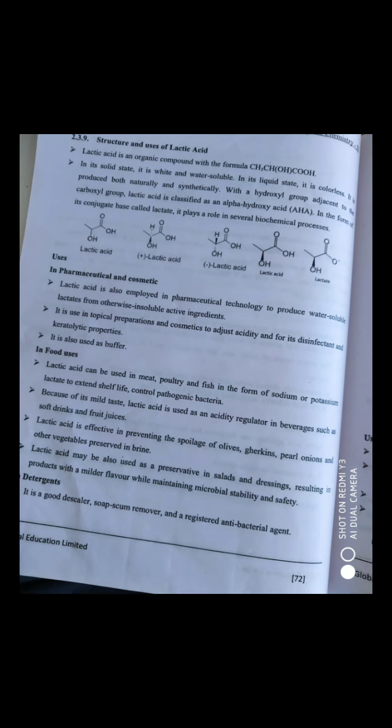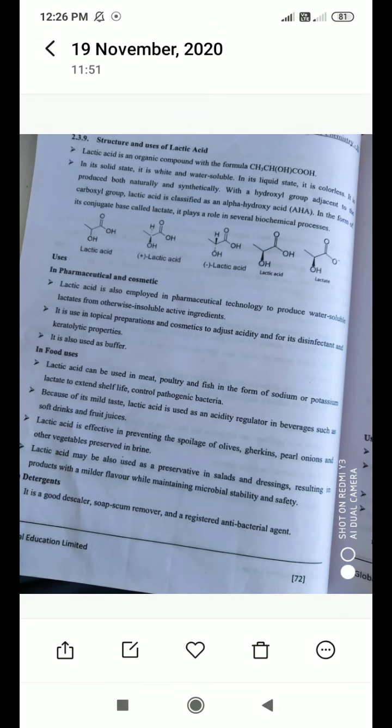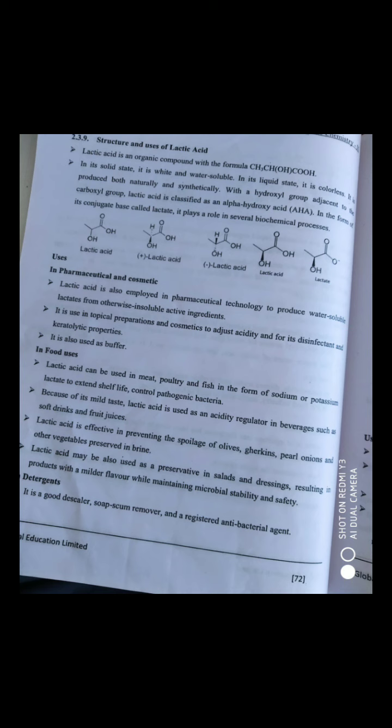Means lactic acid can be produced naturally, from which source? Lactic acid is mostly obtained from milk and curd. From that we can obtain lactic acid naturally, and synthetically we can produce this lactic acid with a hydroxyl group adjacent to the carboxylic group. Lactic acid is classified as an alpha hydroxy acid. What is the name of this lactic acid? It is alpha hydroxy acid.